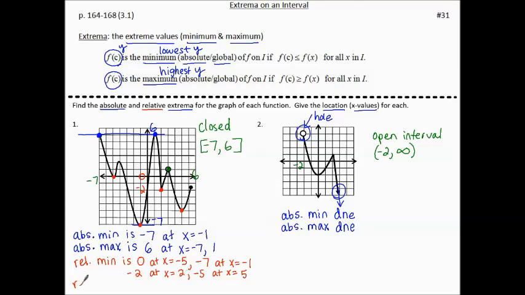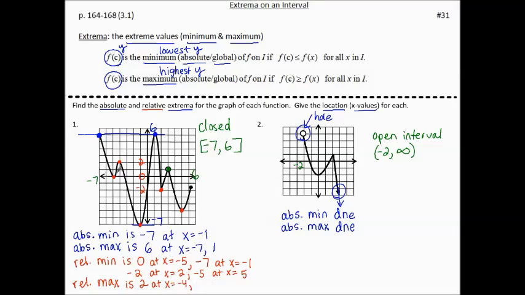How about relative maximums? I see a high point here, and I can see on either side. Therefore, this y value of 2 is a relative max. Where is it located? At x equals -4.